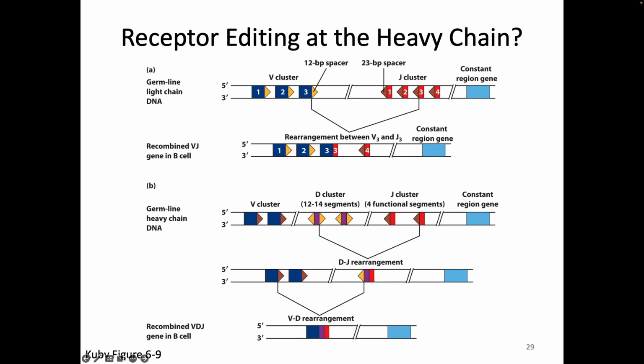But because the light chain just has V and J, and you end up with some of those outside gene segments still present, you can receptor edit at the light chain. Does that answer your question, Carney? Okay, cool. Other questions?